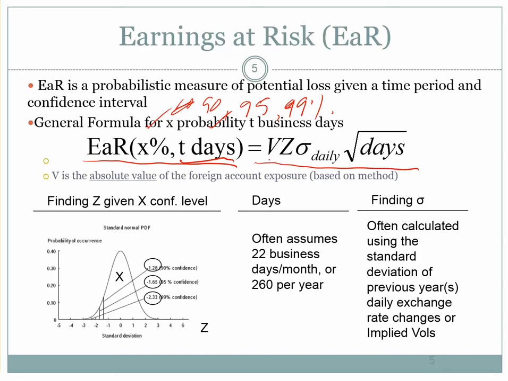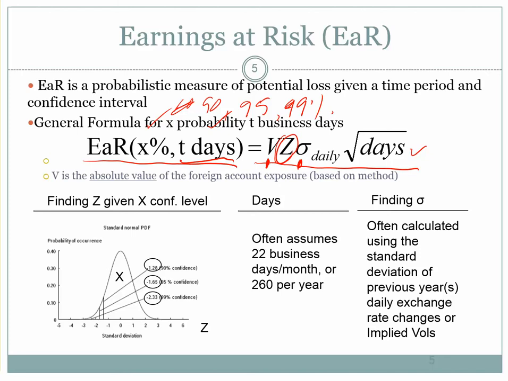Now, the V in this equation would simply be your position in the foreign currency, say. And the last example was 80 euros. The standard deviation would be the daily standard deviation of the dollar per foreign exchange rate. Days would be when you expect the accounts to come due or when the financial statements are going to be published. Now the Z depends on whether you chose a 90, 95, or 99% confidence interval.